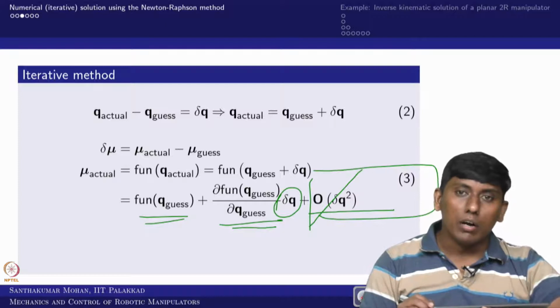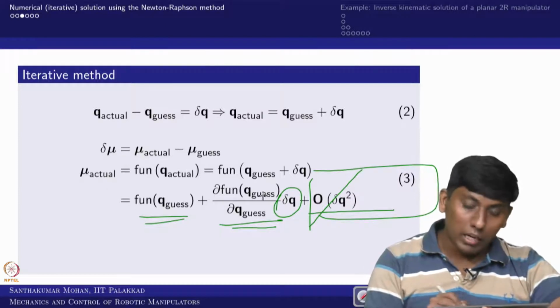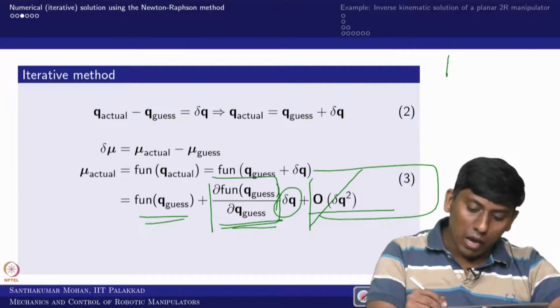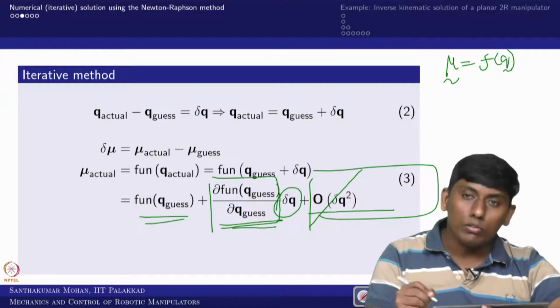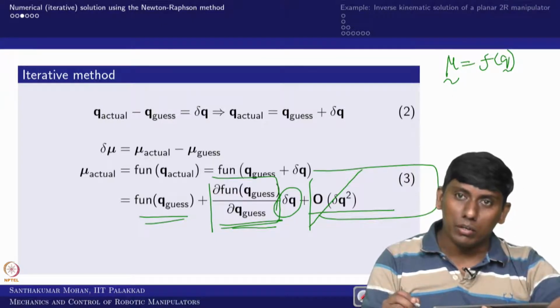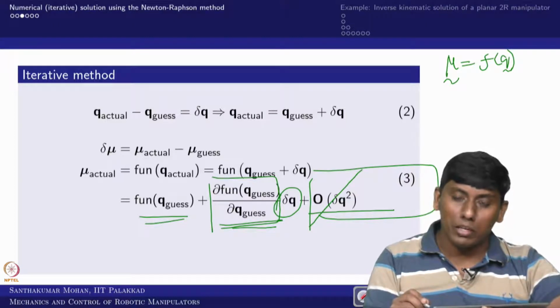Now this is what is left. You have f as a function of q. So this is a vector and this is also a vector. So you are taking a differentiation, a vector differentiation with respect to another vector.